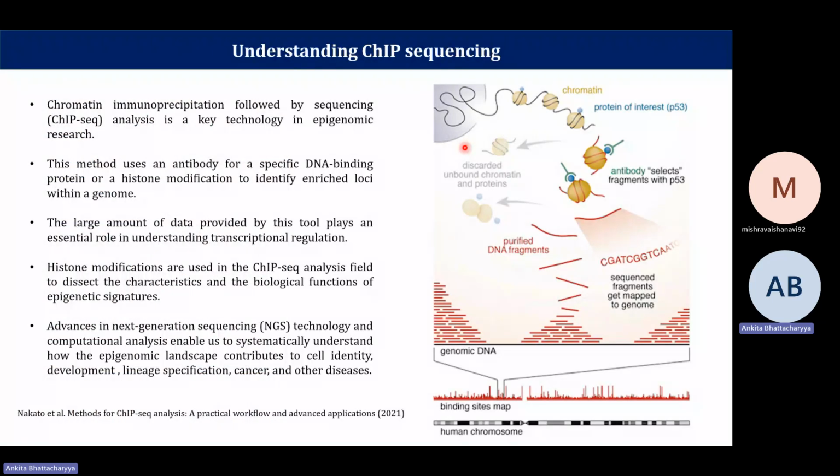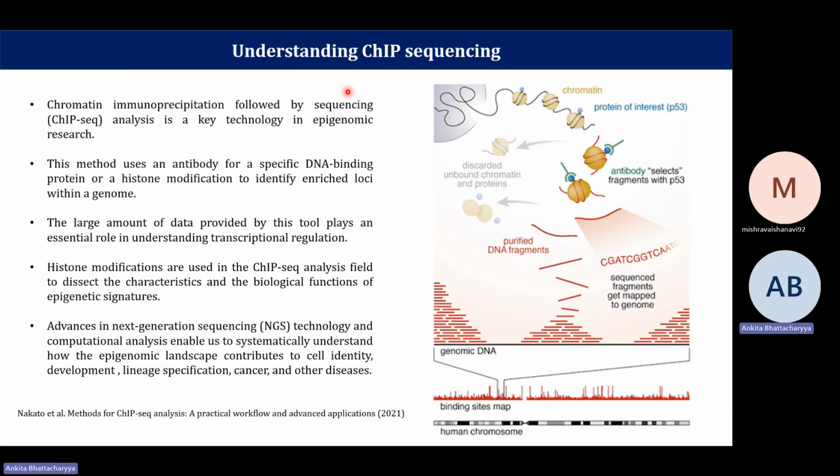So coming to ChIP sequencing: chromatin immunoprecipitation, which we already discussed, followed by sequencing and analysis, is a key technology used in epigenomic research. Again, this method also utilizes an antibody which will bind to your protein of interest, and you expect it to be a DNA binding protein with a preferred locus or a preferred site. Many times the other possibility exists that you are targeting not a protein of interest, but rather a modification of interest. Among them, histone modifications are most commonly used, and they are used to identify different locations which are enriched within the genome.